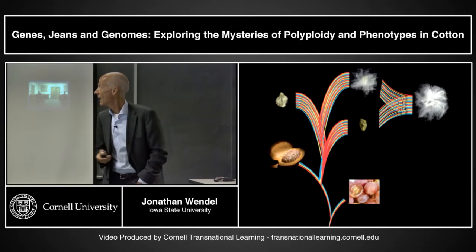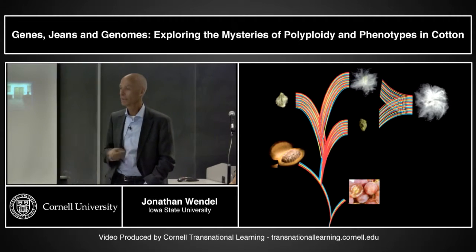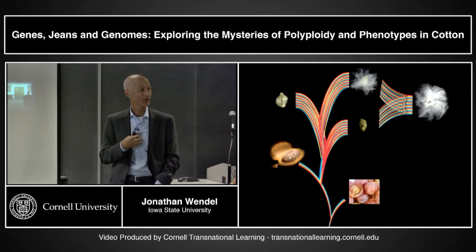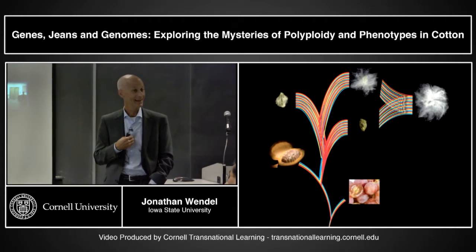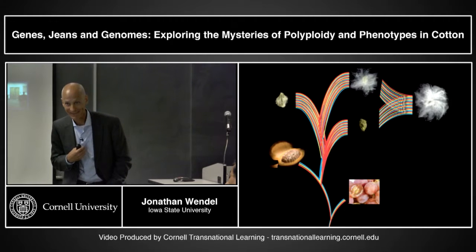So now we have our neo-allopolyploid cotton. That's basically, who did the algebra? 100 and something, right? It was 144-fold, 144 ploid. Isn't that wonderful?